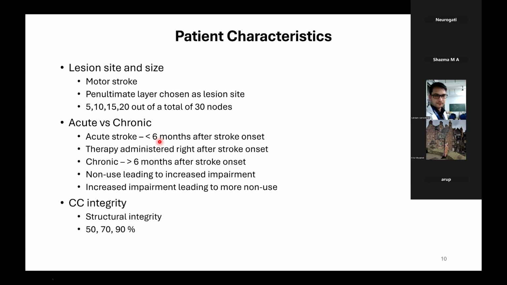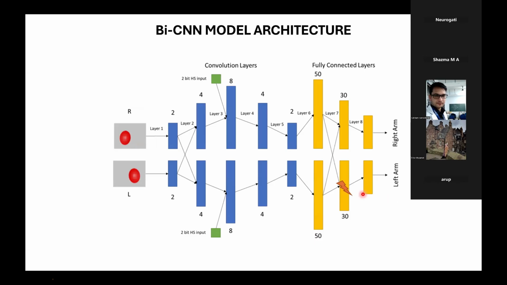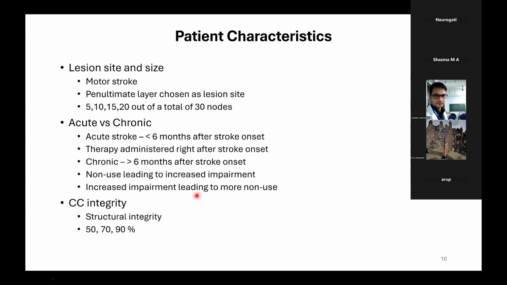In order to replicate this, let's say I lesion the left half of the network. To simulate chronic stroke, I will put the left arm at rest and only use the right arm over and over again. Because of this, more damage is set up in the system because of non-use. After this, the network will be taken to therapy.